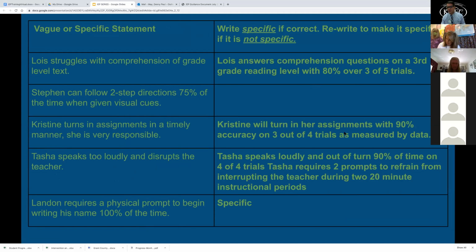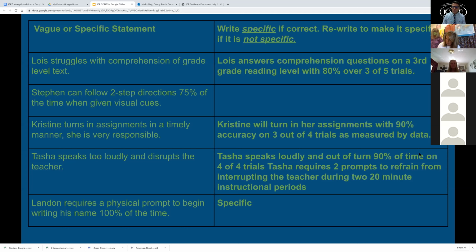Christine will turn in her assignments with 90% accuracy on 3 of 4 trials as measured by data. And Tasha speaks too loudly and disrupts the teacher. Tasha speaks loudly and out of turn 90% of the time on 4 of 4 trials. Tasha requires 2 prompts to refrain from interrupting the teacher during 2 20-minute instructional periods.